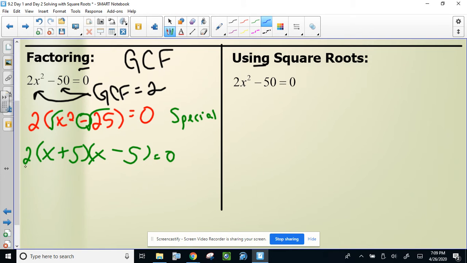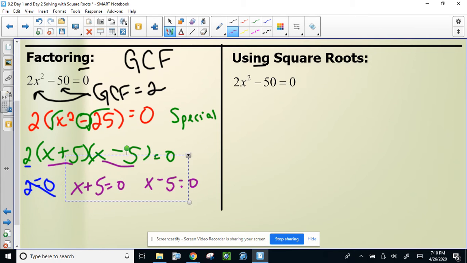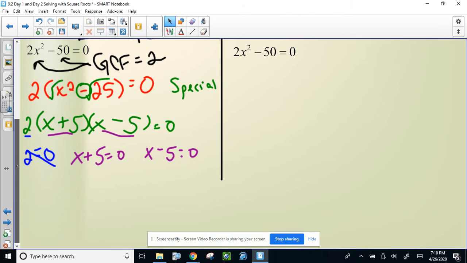Well, actually, we could take all three of our factors. Technically, 2 is a factor, but 2 equals 0 is not an equation. It's false, so we would just say, nah, that's not something we're going to use. We could take our other two factors, our x plus 5 and our x minus 5, and set them both equal to 0. And so then, what can we do with that?